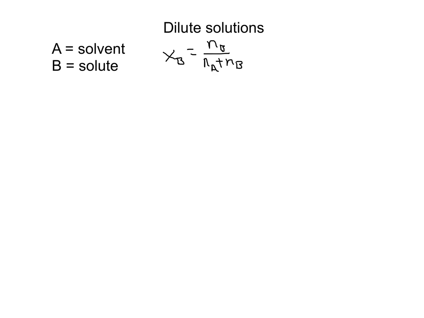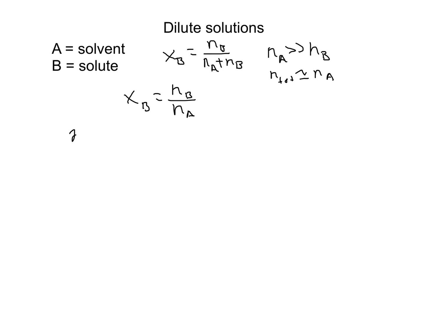In our dilute solution, the number of moles of the solvent is much, much greater than the number of moles of the solute, and so we can approximate N total as approximately equal to the number of moles of solvent only. Thus, we can approximate the mole fraction for a dilute solution of solute as equal to the number of moles of solute divided by the number of moles of solvent.